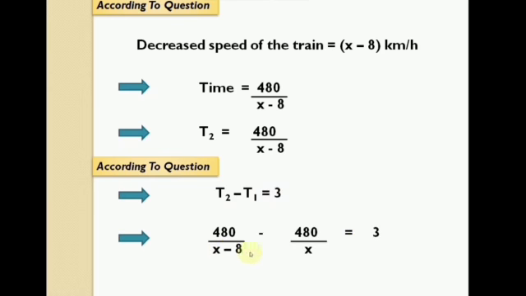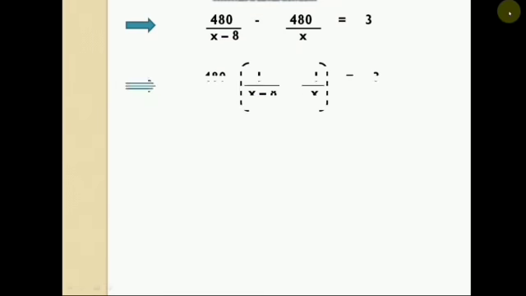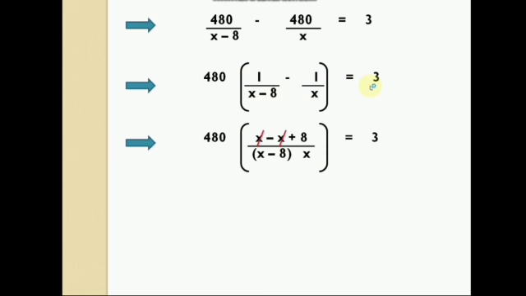And when we substitute the values, next step, first we will take 480 as common, and what will remain in the bracket is 1 upon x minus 8 minus 1 upon x equals 3. Then we will simplify this bracket. For that we will take the LCM. LCM will be x minus 8 into x, and as you can see here, student, this plus x cancels with this minus x, and we will get 480 into 8 over x minus 8 into x.